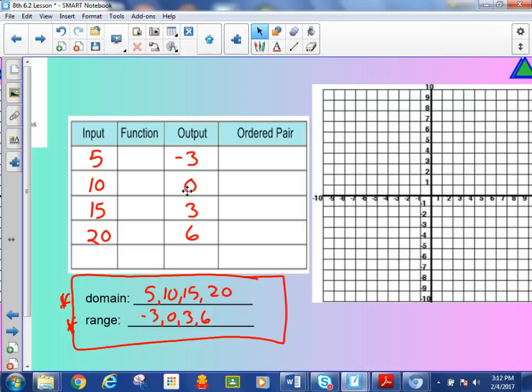Okay, so your domains were 5, 10, 15, and 20. Those are also known as your X's or your inputs. And your range is your output or your Y's, which were -3, 0, 3, and 6.